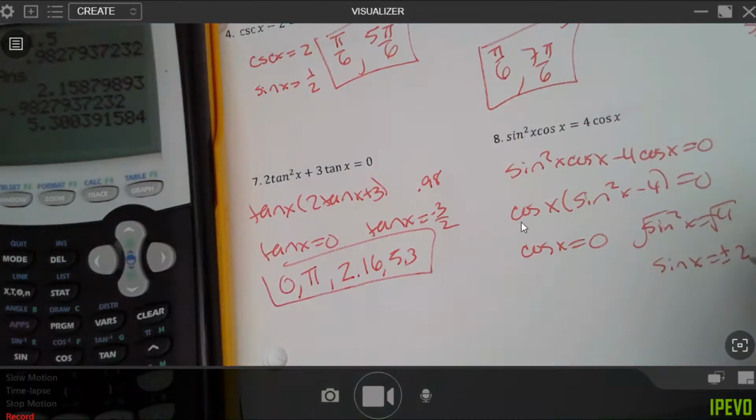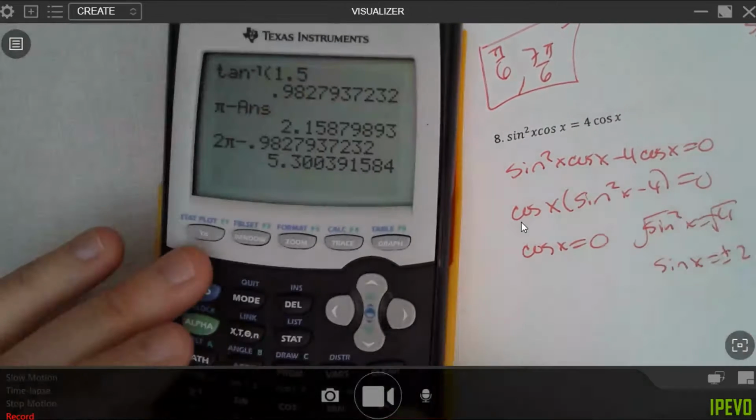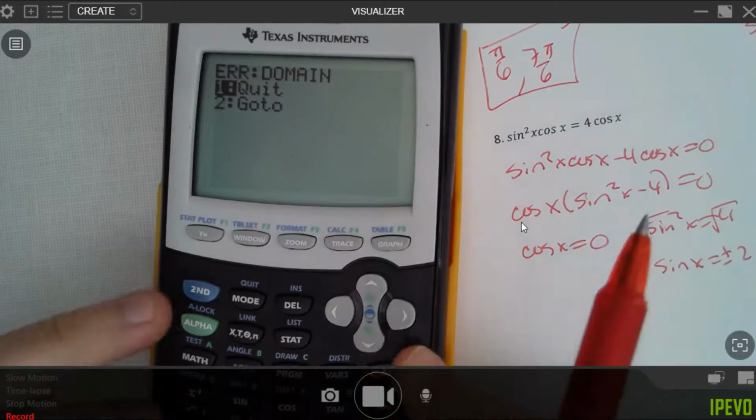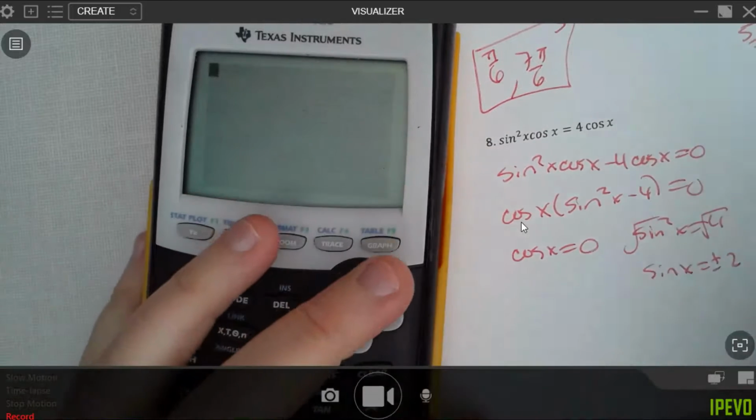Sine will never be larger or smaller than 1. And if you try it in your calculator, watch what happens. Sine inverse of 2. See how it comes up as a domain error? Because you can't take sine inverse of those numbers. So that gives us nothing.